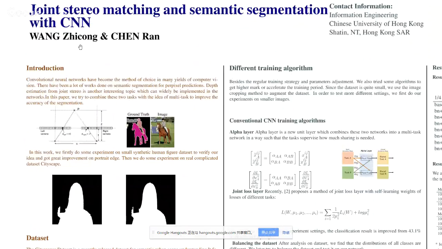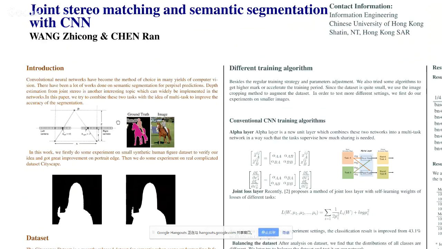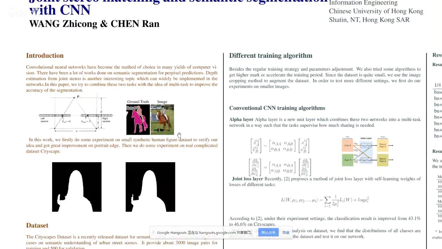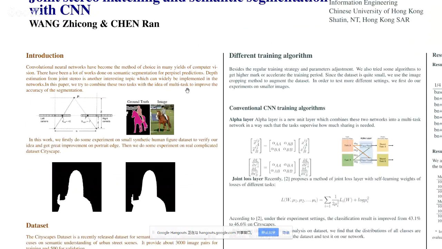The first is stereo matching. We use two images, and the object will have a pixel shift between the left image and the right image. We can make use of the pixel shift to compute the depth of this point. And for segmentation, the input is an RGB image, and the output is a matrix of different labels.